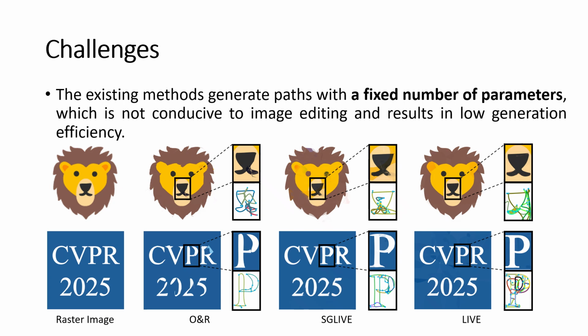However, a fundamental limitation remains. Existing methods typically rely on a fixed number of paths and control points, regardless of the image content. This rigidity doesn't really account for how different parts of an image can vary in complexity. It ends up creating redundant representations in the simpler areas, while not being flexible enough to handle the more complex ones. As a result, such methods often suffer from inefficient computation, reduced vectorization accuracy, and limited support for downstream editing tasks.